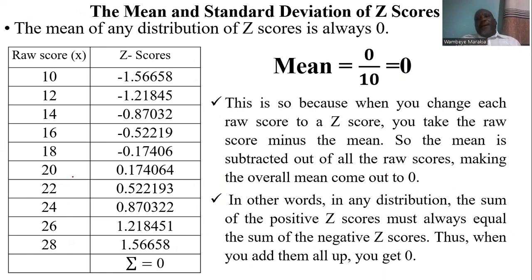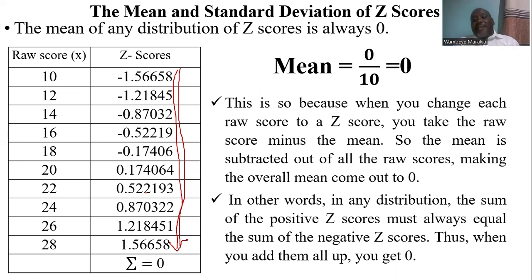The mean of the distribution of the z-scores is always 0. If you are going to get the mean of these z-scores, all of them, in any given data set, it will always be 0. This is because when you change each raw score to a z-score, you take the raw score minus the mean, so that the mean is subtracted out of all the raw scores, making the overall mean come out to be 0.